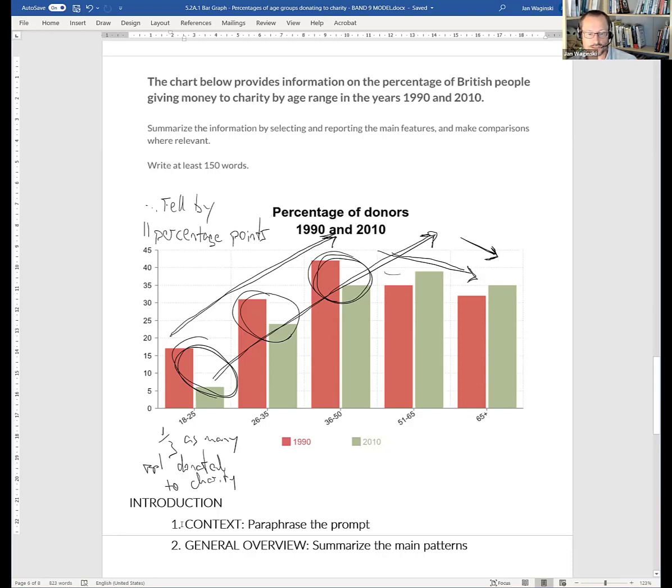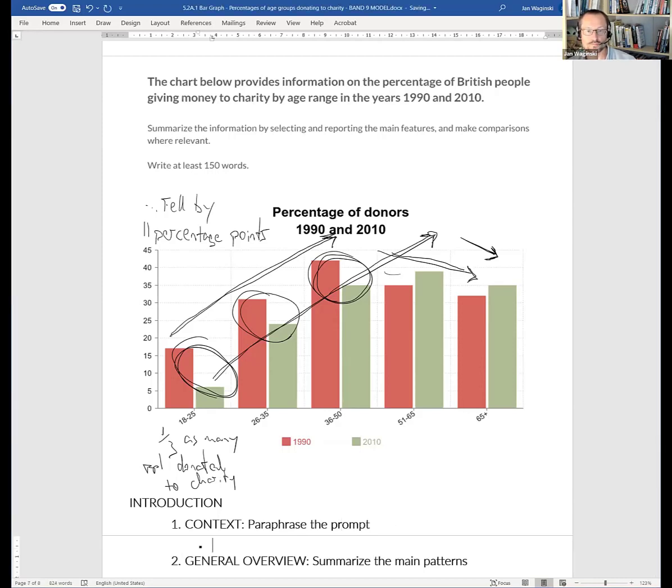For paraphrasing the prompt, my suggestion is always to try and paraphrase what they give you piece by piece. It works surprisingly often. So Ahmed, when it says the chart below provides information on the percentage of British people giving money to charity by age range in the years 1990 and 2010, let's put that in our own words, piece by piece. Forget about the word below. You're not going to worry about that because it's not going to be below when you do your writing.